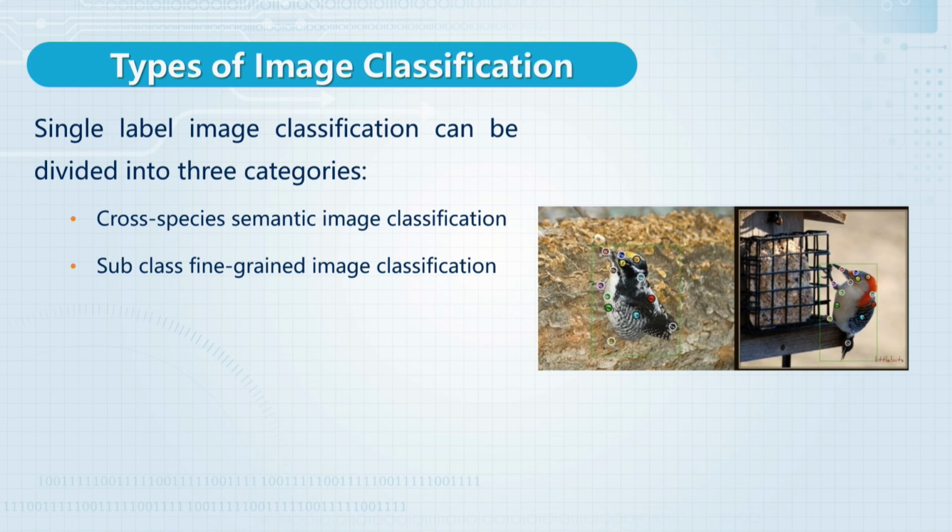As can be seen from the pictures, the texture and shape of the 2 birds are very similar. Only the color and the texture of the head can be used to distinguish between them. Therefore, in order to train such a classifier, it must be able to recognize these areas. This is a more difficult problem than cross-species semantic image classification.